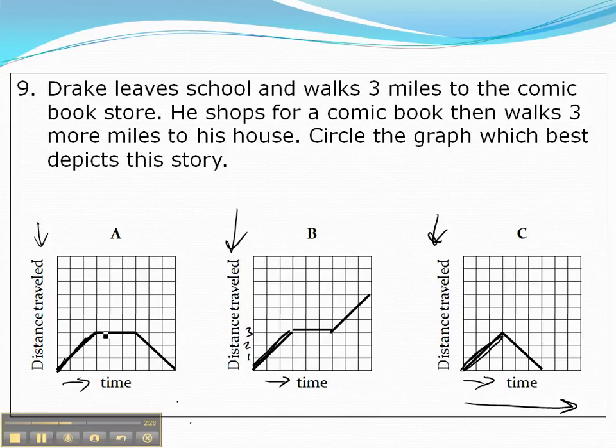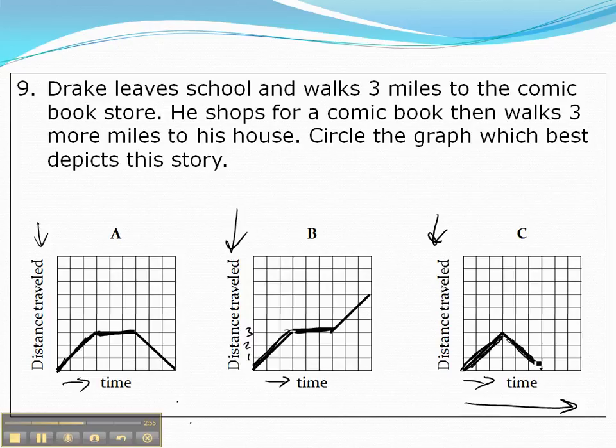So then we have a little difference. A and B look the same, but C looks different. He's at the comic book store shopping for a comic book, so some amount of time will be passing while he's shopping, and the distance will not be changing. So far A or B could be our graph, but C could not be our graph, because C shows that immediately after he gets to the comic book store, he starts traveling again.